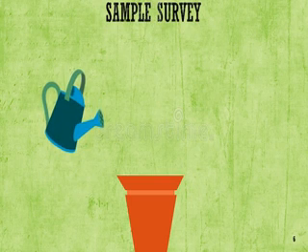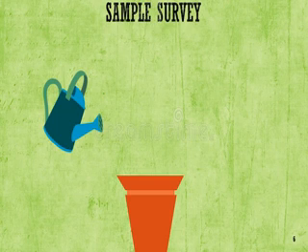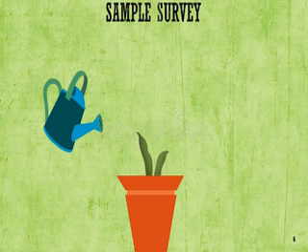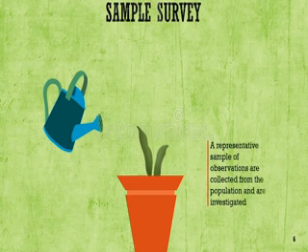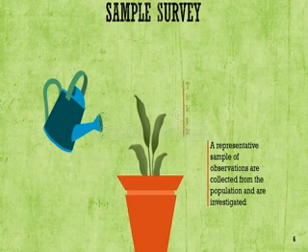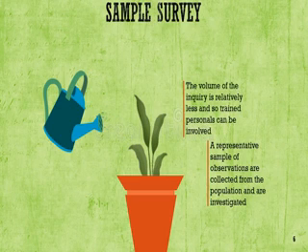Obviously, by this time you must have understood that when we study a sample or perform a survey on the sample, it is called a sample survey. So a representative sample of observations is collected from the population and investigated. This is called a sample survey or a sample investigation. The volume of the inquiry is relatively less, and so trained personnel can be involved.